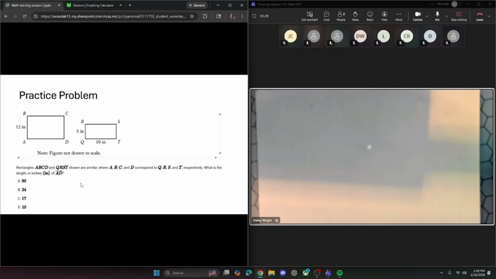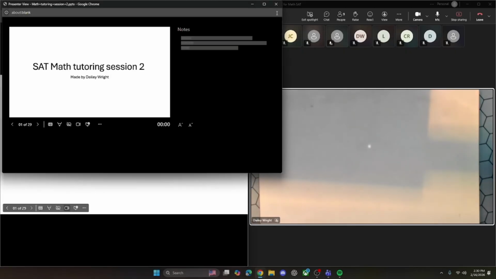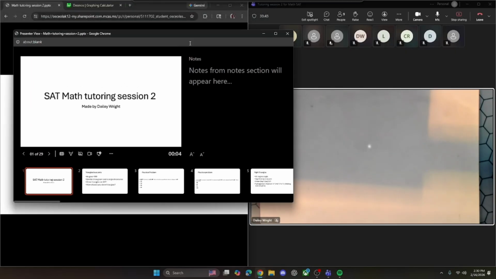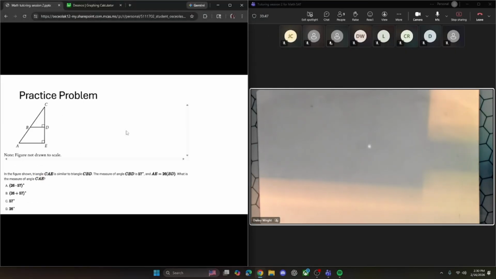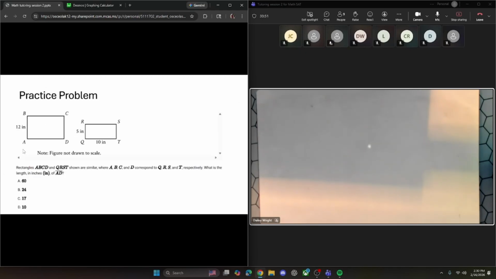Okay, here's another practice problem. Rectangles. Uh-oh. Let's get back to where we were. Oh, there we were. I don't know what happened.